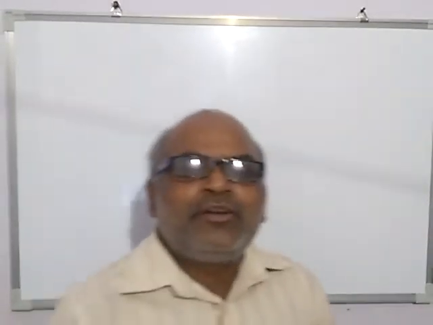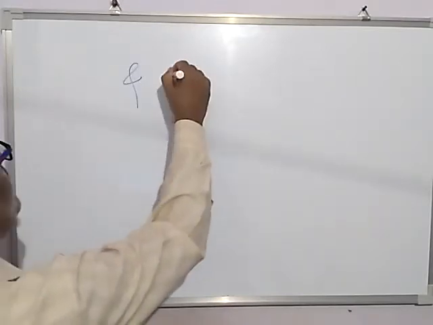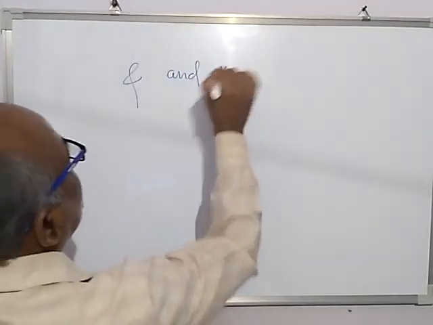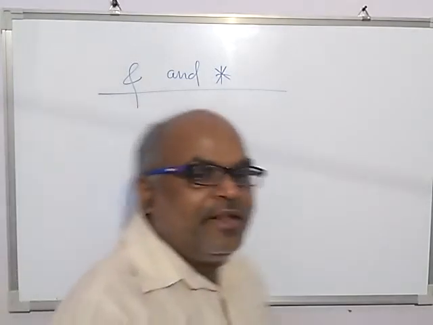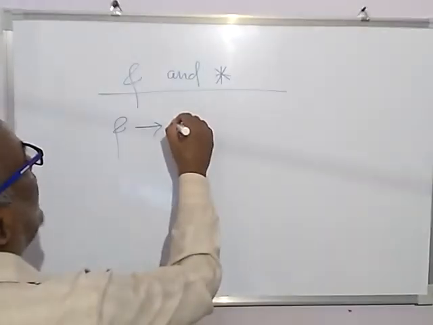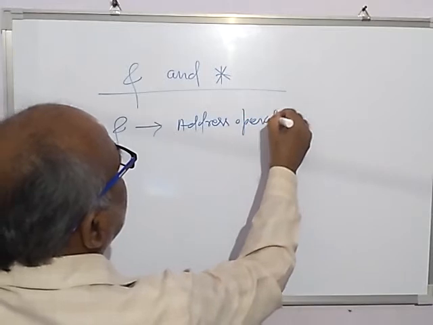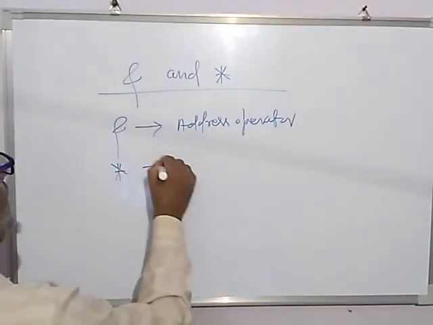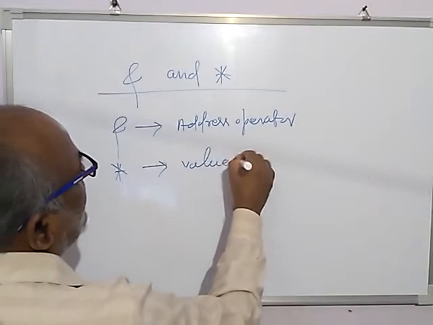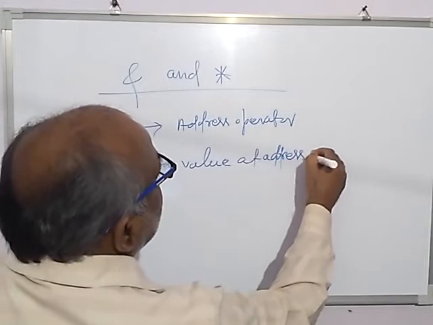Now, what are the operators used when using pointers? There are mainly two types of operators we can use. One is ampersand, and the other is the star operator. So what is ampersand and what is star? The ampersand operator is called the address operator, and star is called the value at address operator.